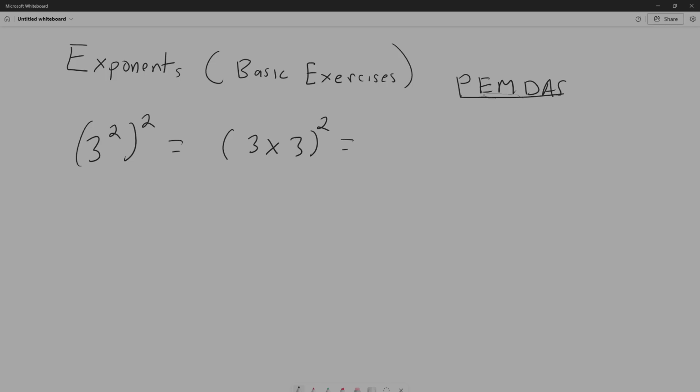So what is 3 times 3? That's 9. So we have 9, and then we can take out the parentheses and leave the second power. So that will be 9 squared, and that's equal to 9 times 9. We're using repeated multiplication, and 9 times 9 is 81.